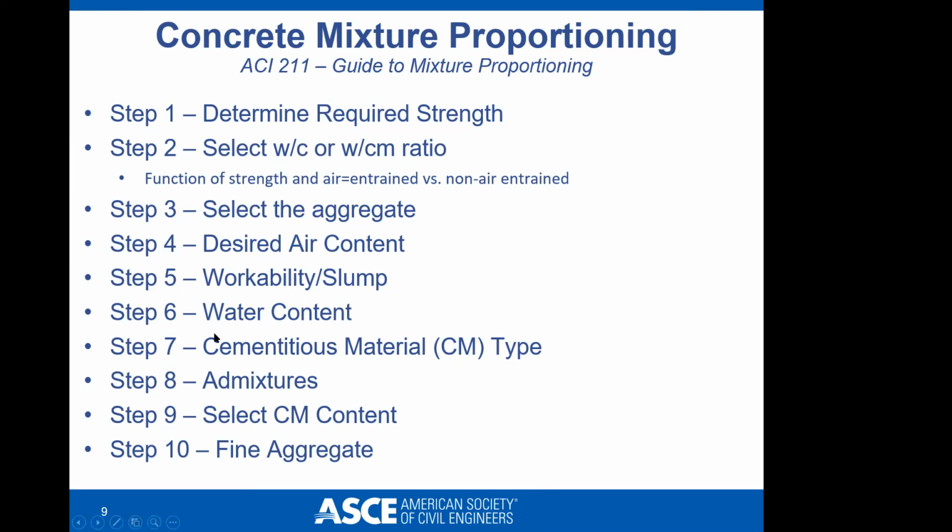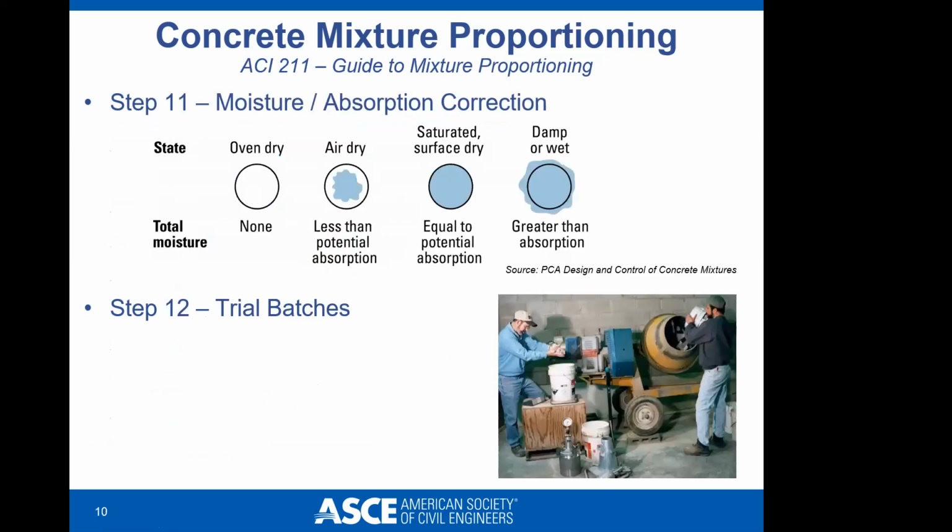What kind of proportion do you want? Do you want to have maybe a 50-50 mix of cement and pozzolans, or do you want to make it more heavy on the pozzolans? Step 10 goes into selecting your fine aggregate with its fineness modulus. Step 11 also covers the absorption correction for the amount of water that you have in stock versus what the parameters should be in the field.